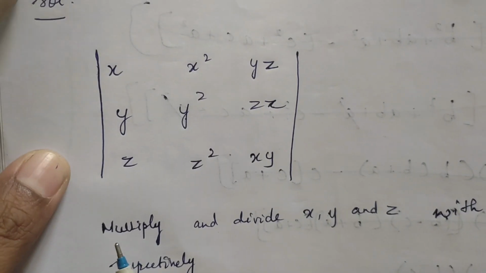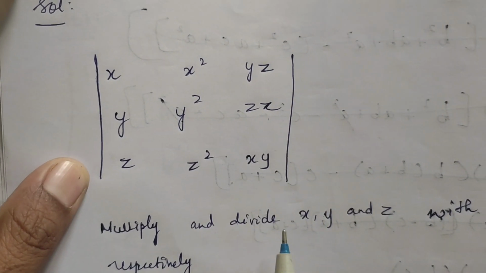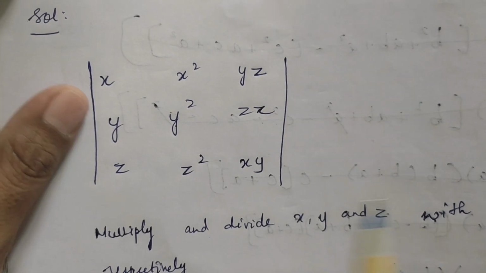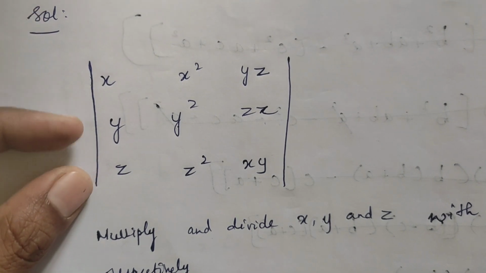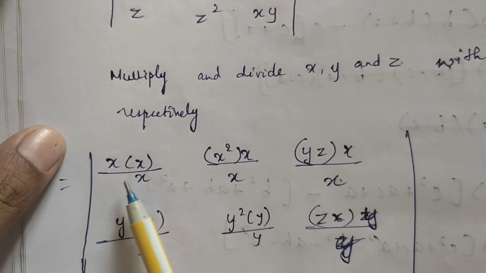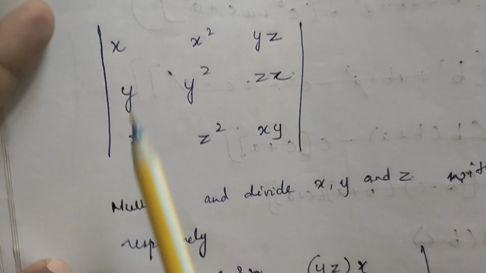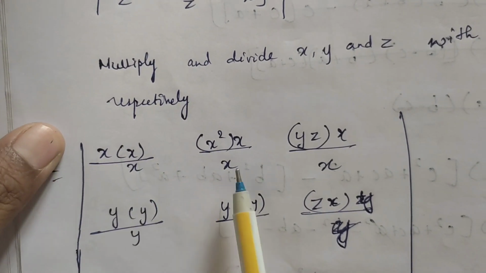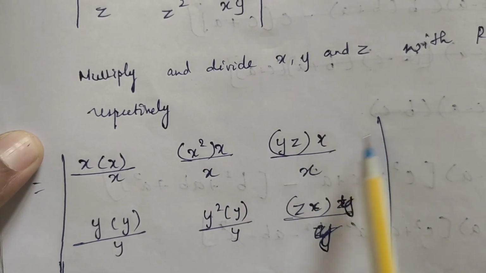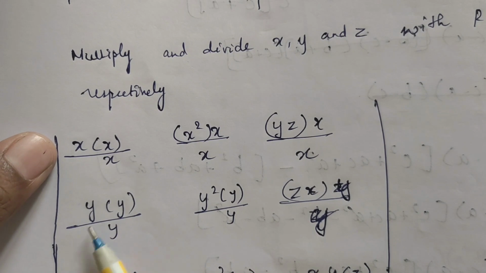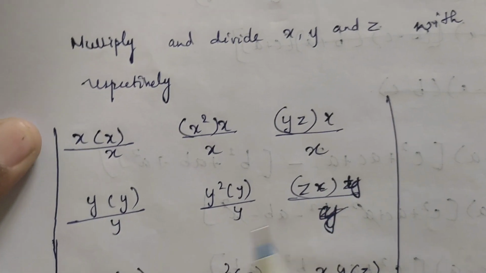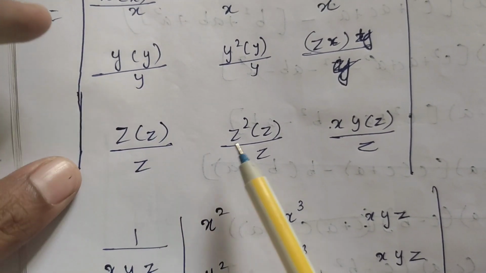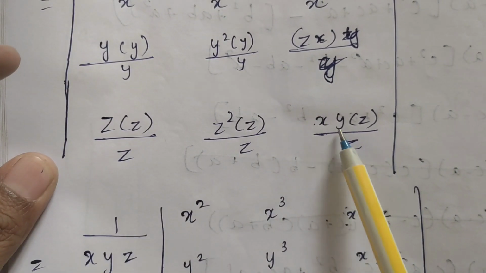That is what is written: multiply and divide by x for row 1, y for row 2, z for row 3. It has been done here. x into x by x, x into x by x, x square into x by x, xyz by x. Again y into y by y, y square into y by y, zx into y by y, and then z into z by z, z square into z by z, xyz by z.